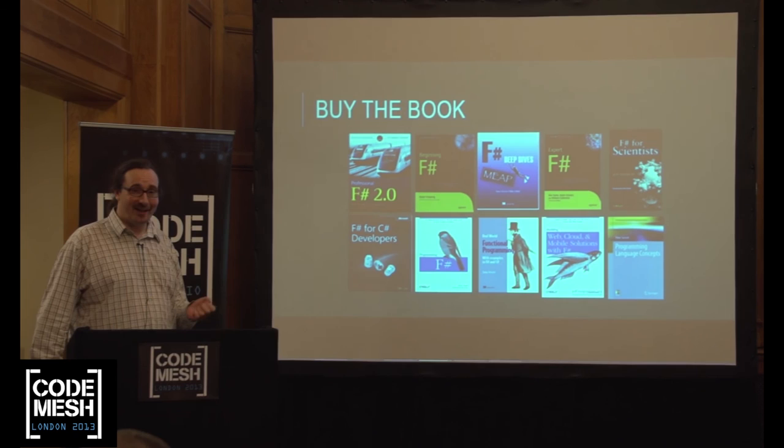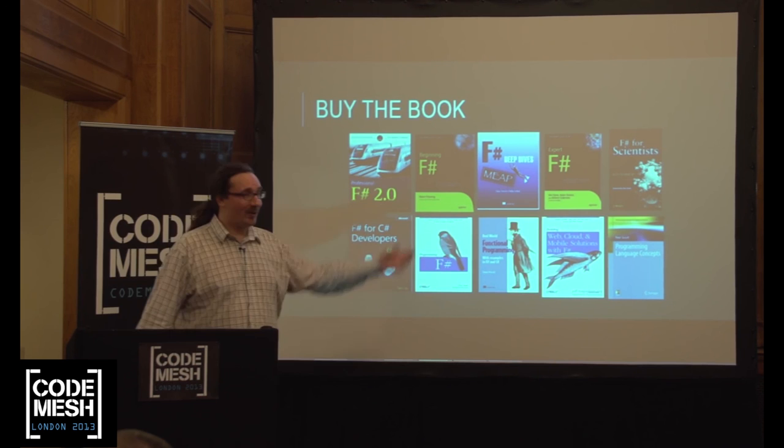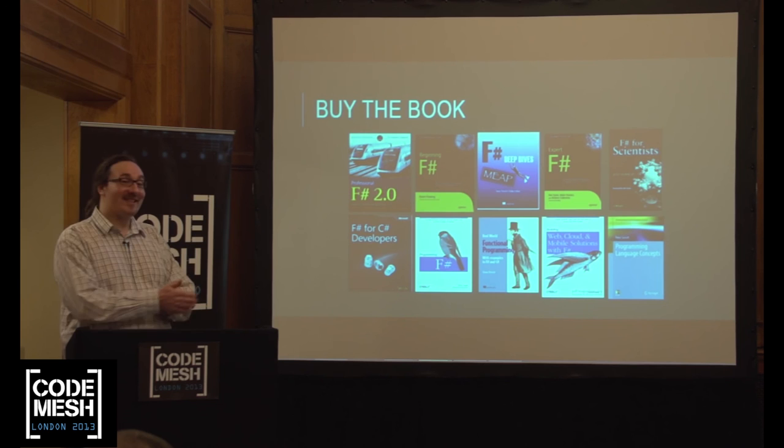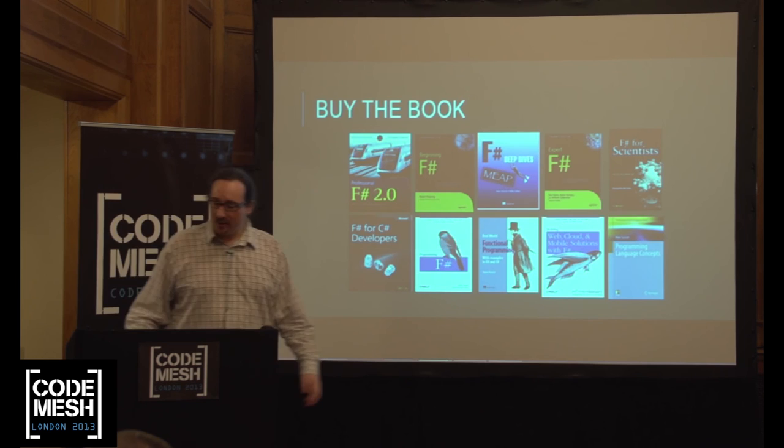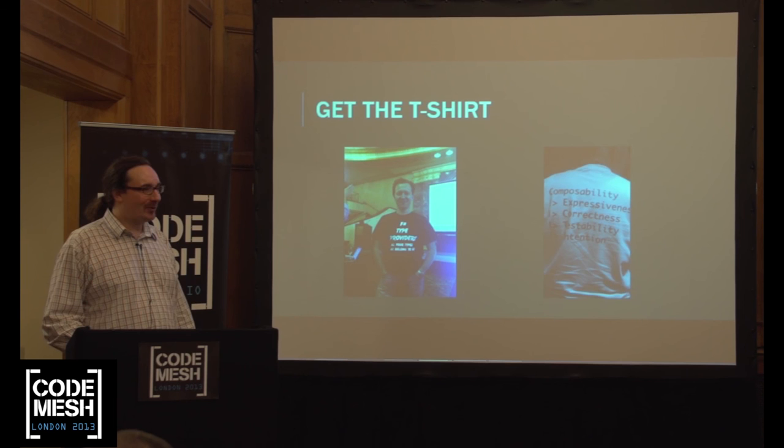And they chose F-sharp because they wanted to have less pages. It's a nice, concise language. So instead of having lots of boilerplate, it just gets down to the nitty-gritty of solving the problem. It is possible to get T-shirts now with F-sharp once you've got your book.